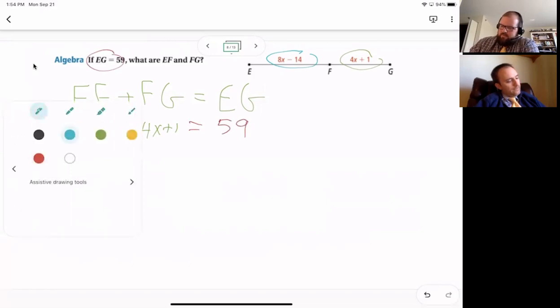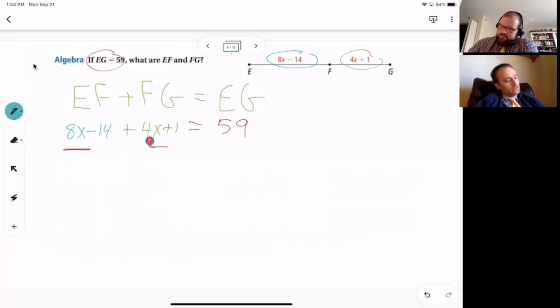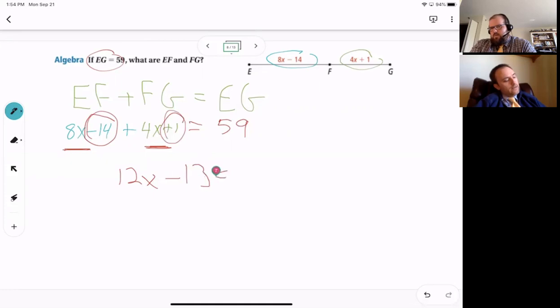I agree. And 8x and 4x, those look alike, so I bet we can combine those and make 12x. And I think then, negative 14 and 1 look alike, so I bet we can combine those and make negative 13. And now this looks like the algebra problems we practiced earlier this week or last week. I bet that we can solve this the same way.